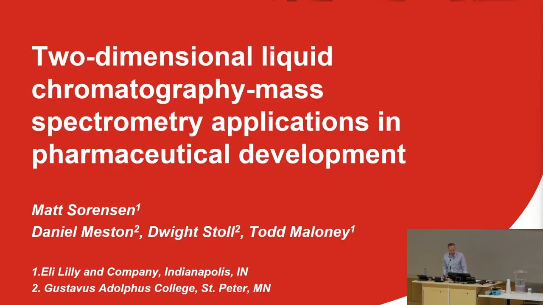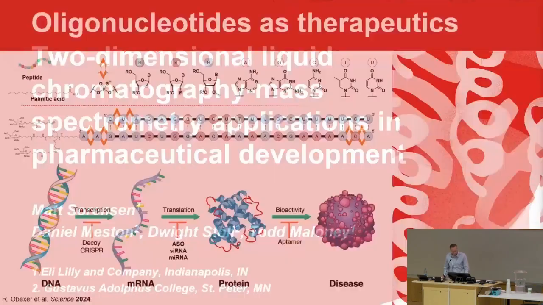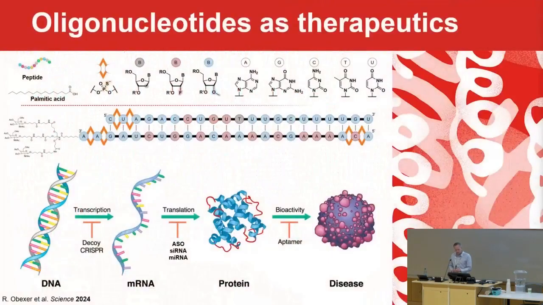Bulk of my talk is on 2DLC of oligonucleotide therapeutics. So I want to briefly introduce oligonucleotides as therapeutics. There's a broad spectrum of oligonucleotides. The short version is oligos. They are polymers of nucleic acid building blocks, right? The same building blocks in DNA and RNA in our own body, A, G, C, T, and U, so adenosine, guanine, cytosine, thymidine, and uracil nucleic acids.